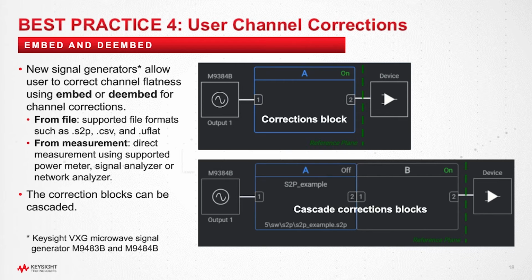Or you can run a measurement. So the instrument could be a power meter sensor, the signal analyzer, or the vector network analyzer, VNA. If you have multiple components with different correction files, they can be cascaded as shown at the bottom of the image.